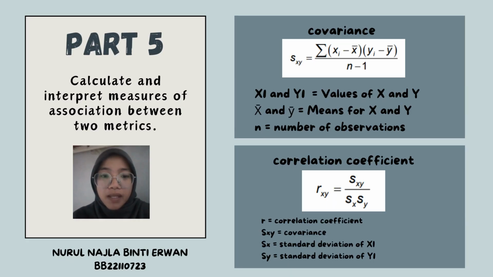Assalamualaikum and hi everyone. My name is Nurul Najila bint Irwan. My matric number is BB2211073 and I'm going to explain part 5, which is to calculate and interpret measures of association between two metrics.